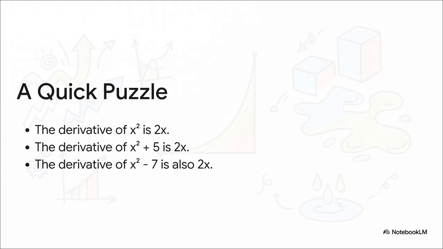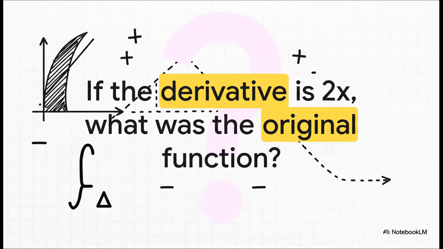Check this out. It's kind of like a little puzzle. If we take the derivative of x squared, we get 2x. Okay, but if we take the derivative of x squared plus 5, we also get 2x. And the derivative of x squared minus 7 is also 2x. See what's happening? All these different starting points give us the exact same derivative. Kind of weird, right?